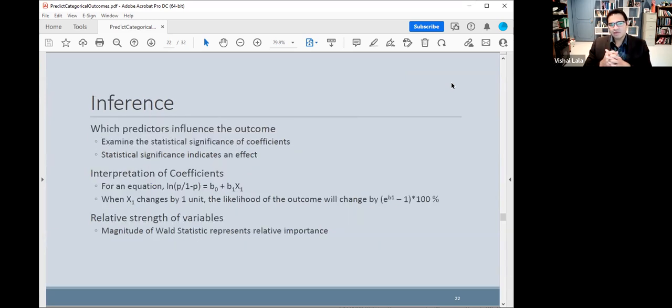The inference part includes three aspects too. First thing, which of the predictors influence the outcome? We'll do this by examining the statistical significance of coefficients. Next, we'll interpret the coefficients. This part takes a little bit of practice to get the hang of this interpretation part. We'll spend some time on that. Lastly, we'll examine the relative strength of the predictors to figure out which one is the most important.